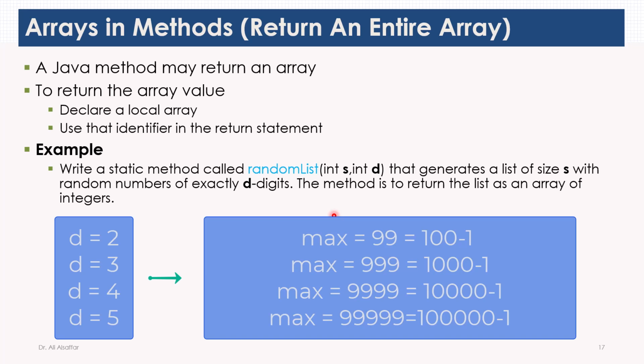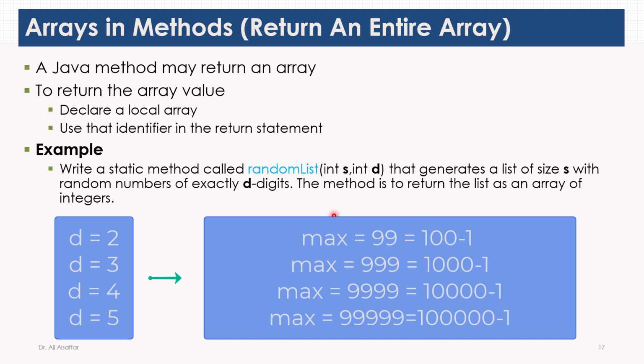Now to find the maximum from each d, if d is equal to 2, then the maximum is 99. So 2 nines. And we can get 2 nines by subtracting 1 from 100. Now to get the maximum for d equal to 3, it is 3 nines. And to get 3 nines, it is 1000 minus 1. And for d equal to 4, we need 4 nines, which is equal to 10,000 minus 1. And finally, for d equal to 5, we need 5 nines, which is equal to 100,000 minus 1.